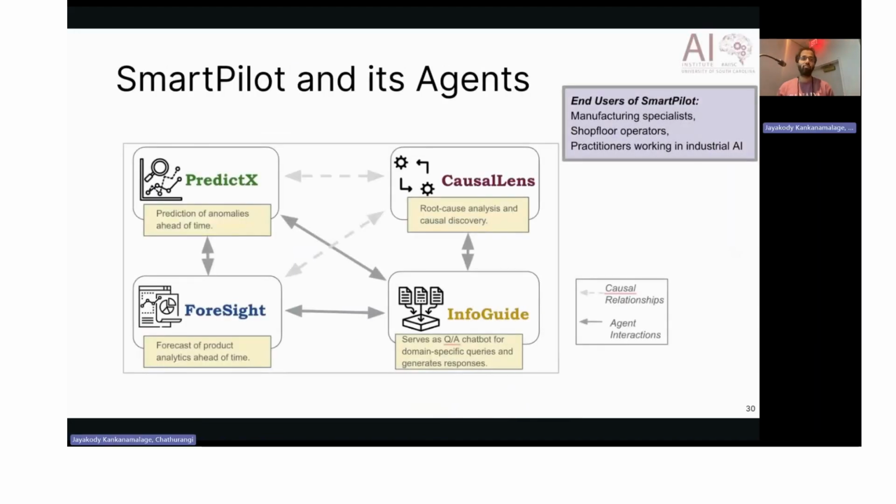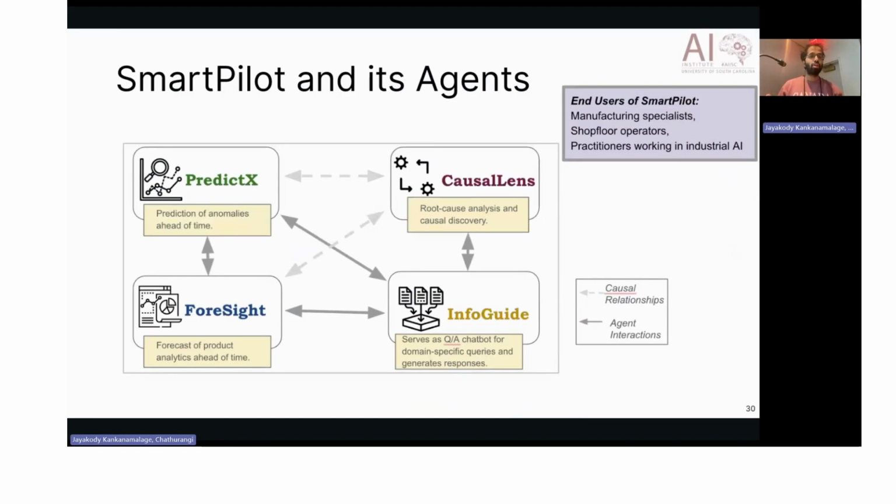Okay, so let's define what the agents in SmartPilot are. There are basically four major agents in SmartPilot. The four agents are PredictX, Causal Lens, Foresight, and InfoGuide. PredictX does prediction of anomalies ahead of time. Foresight forecasts the product's analytics ahead of time. Causal Lens is for root cause analysis and causal discovery. And then finally, we have InfoGuide, which serves as a Q&A chatbot for domain-specific queries and generates responses.